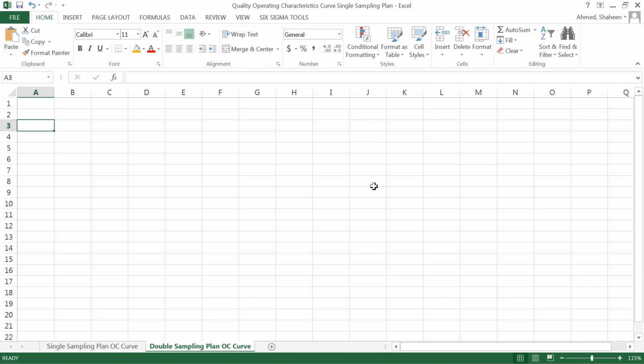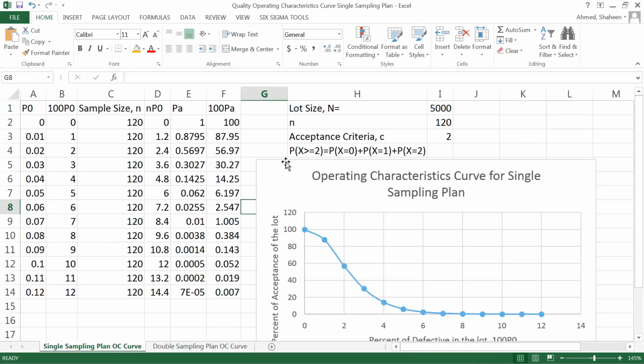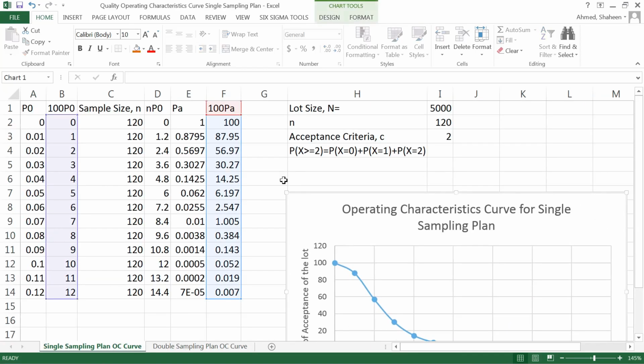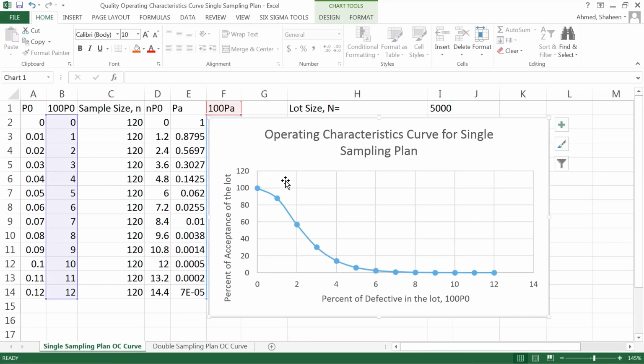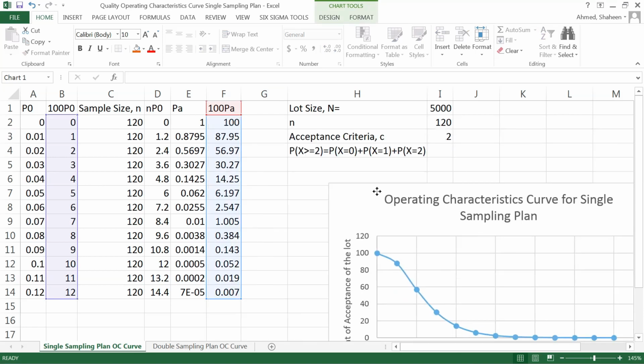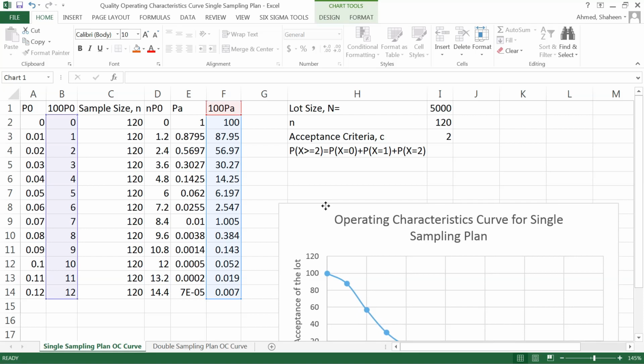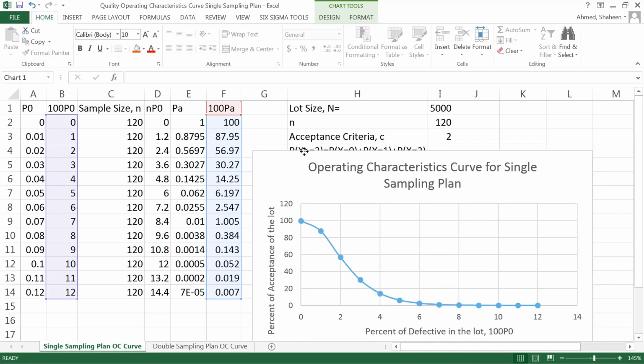In this video, in the acceptance sampling lecture series, I'm going to show you how to create a double sampling plan operating characteristics curve. In the previous video, we showed you how to create these single sampling plan operating characteristics curves, and in this one we're going to show you how to create this curve for a double sampling plan.